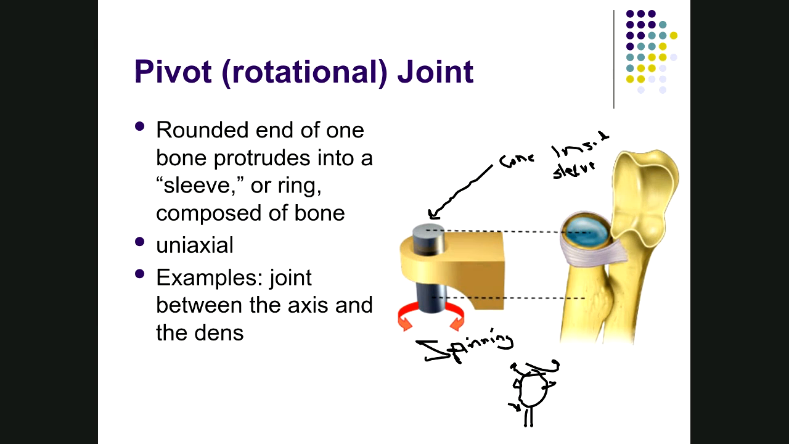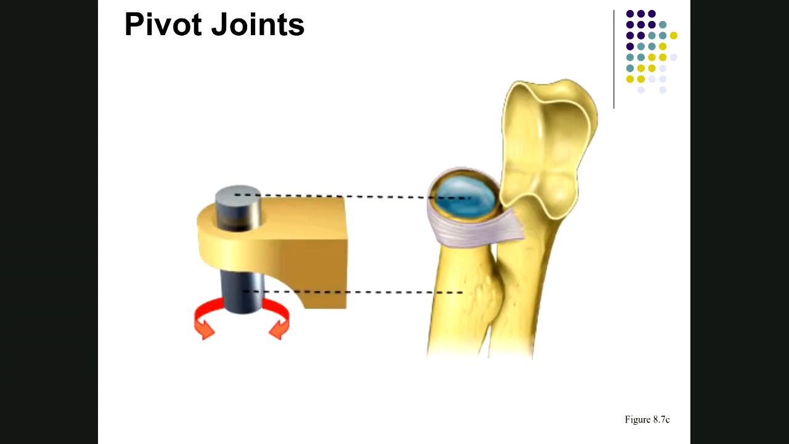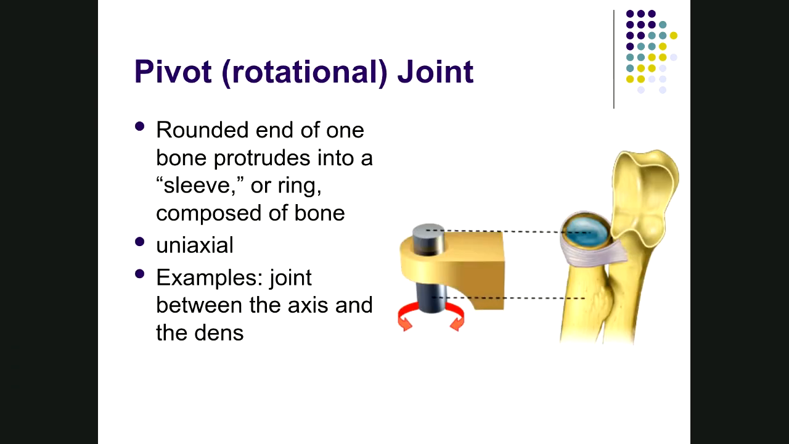It's not the elbow joint though, it's between the radius and the ulna, at the elbow. And so if you turn your palm up or you turn your palm down, this is going to spin as you turn your palm up or turn your palm down. There's our sleeve, there's our cone right there. So we have a cone and a sleeve, and you get sort of a spinning movement. It's only in one axis, so it's uniaxial.